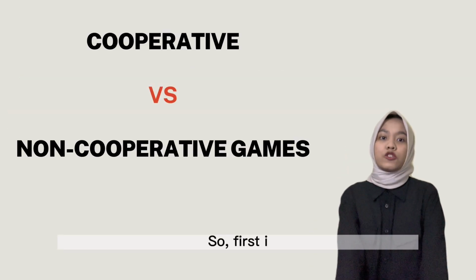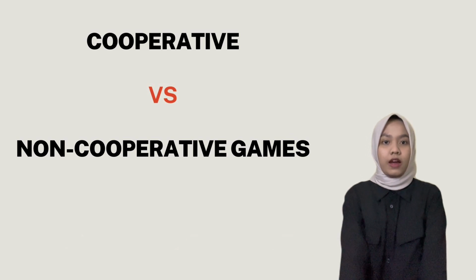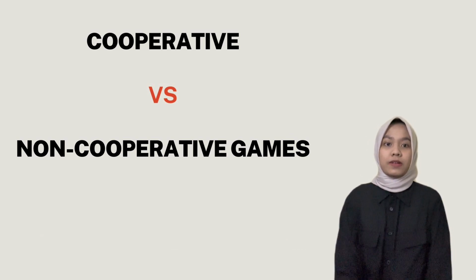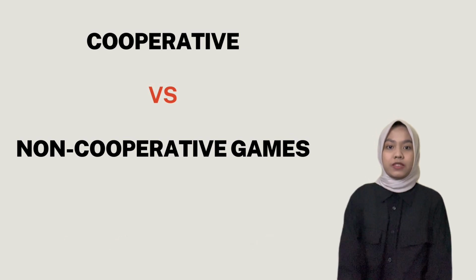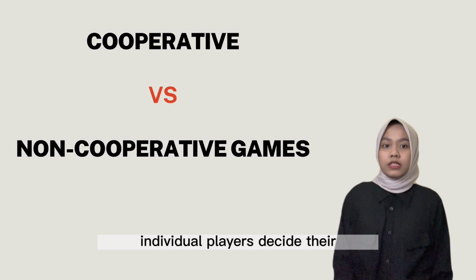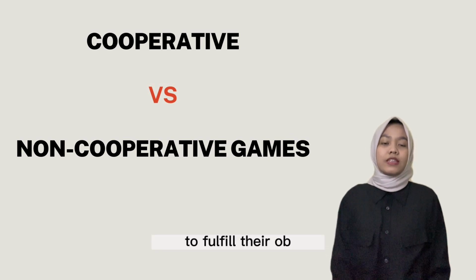So first are the cooperative and non-cooperative types. This analysis involves studying how players form binding agreements and allocate payoffs between themselves. A non-cooperative game studies how rational individual players decide their strategy to fulfill their objectives.